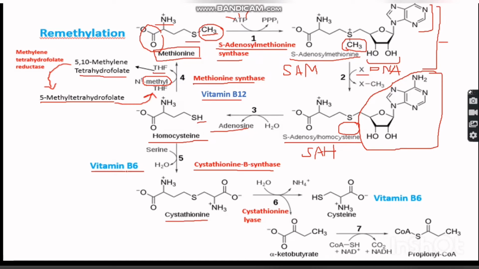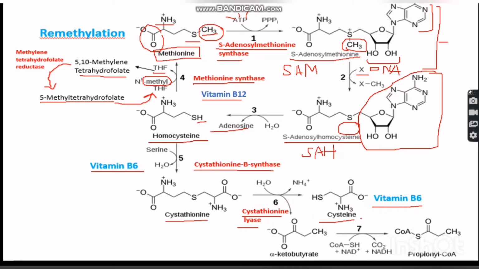Similarly, the cofactor is required for the activity of the enzyme. If the cofactor is working properly, then the enzyme will work properly, and the successful conversion will take place. So homocysteine will be converted into cystathionine, and then by the help of the enzyme cystathionine lyase, it will be converted into cysteine. And this enzyme requires a cofactor, that is vitamin B6.